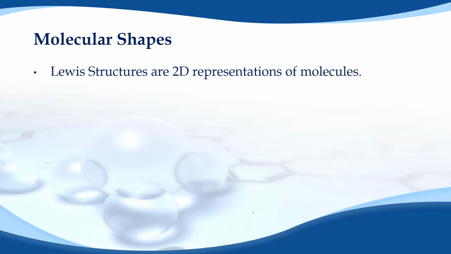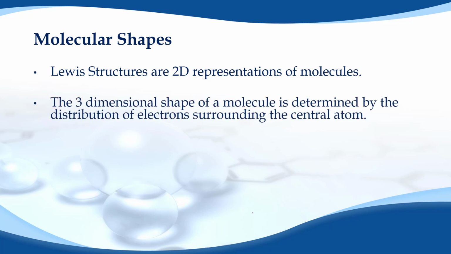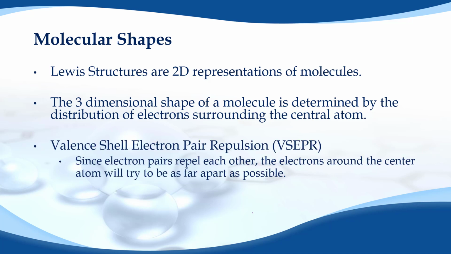Okay, so as we said before, Lewis structures are two-dimensional representations. They're drawn on paper. They don't do a really good job at showing molecular shape. What we do is we can determine the three-dimensional shape of a molecule by figuring out how the electrons are actually distributed around the center atom. This is what VSEPR, or valence shell electron pair repulsion theory, does. It is exactly what it sounds like.